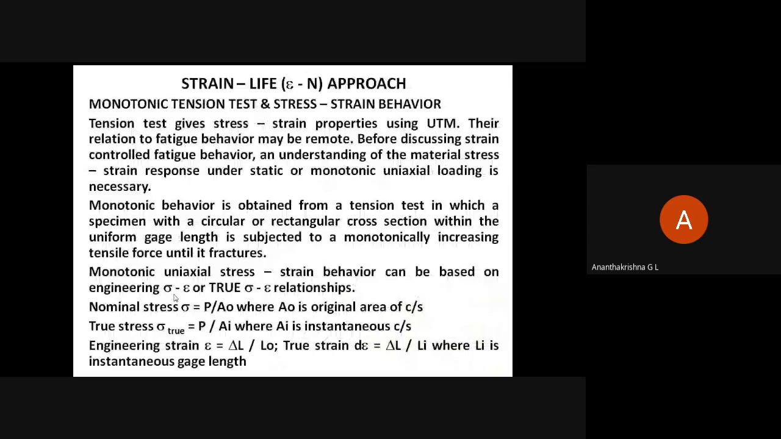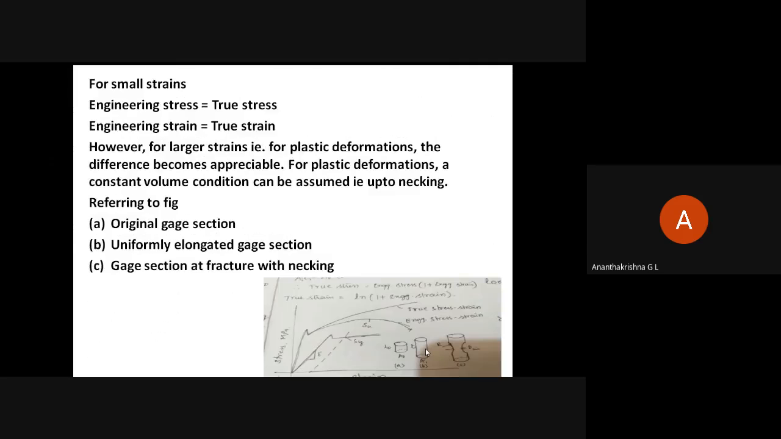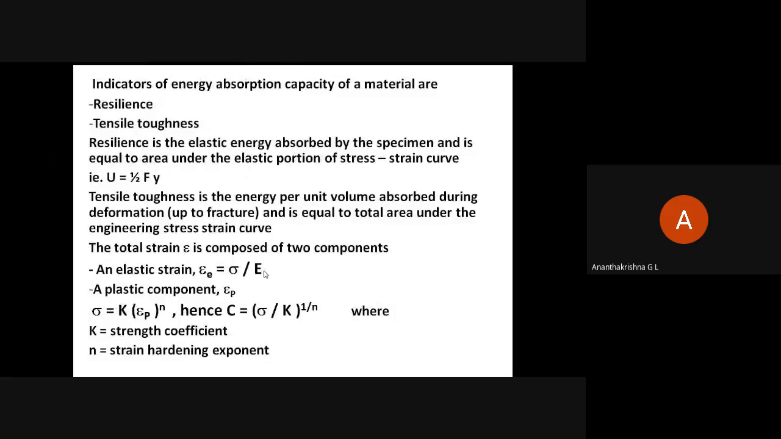Stress will go up. So the true stress is always greater than the nominal stress, because nominal stress uses the original area of cross section, whereas true stress uses the instantaneous area of cross section, which is always less because of necking before fracture. Engineering strain is change in length by original length, whereas true strain is change in length by instantaneous length.